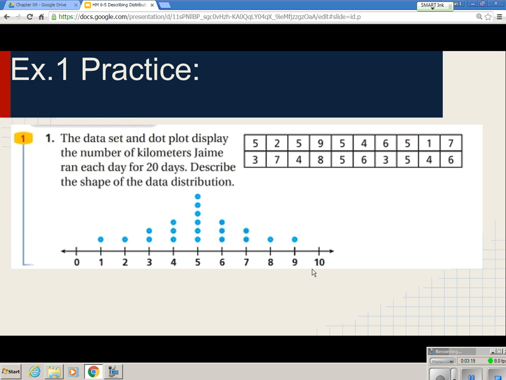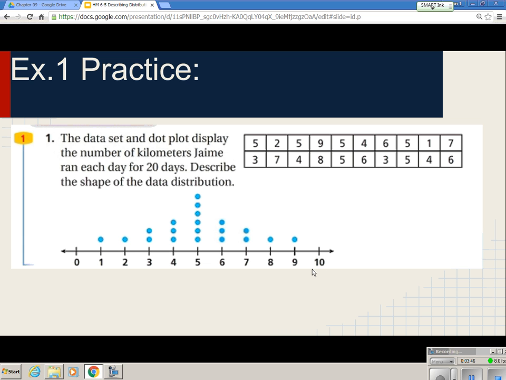All right, so the data set here and the dot plot display the number of kilometers that Jamie ran each day for 20 days. I want you to take a second to stop and try to describe the shape of this distribution. Are we looking at something that's skewed, or are we looking at something that's normal? Come back when you got your answer.